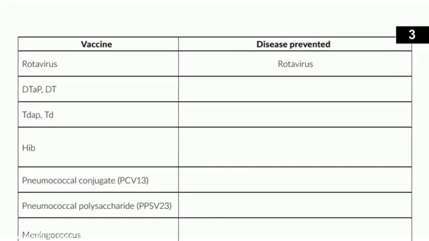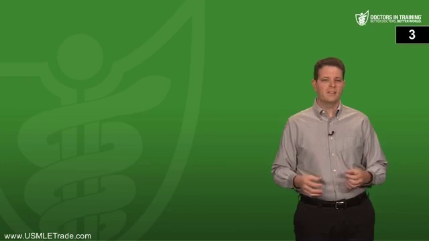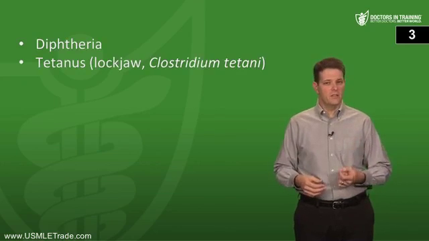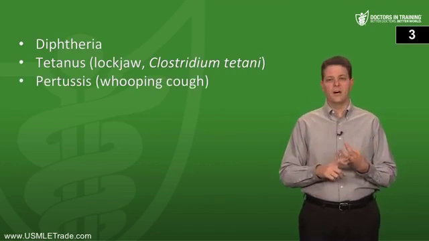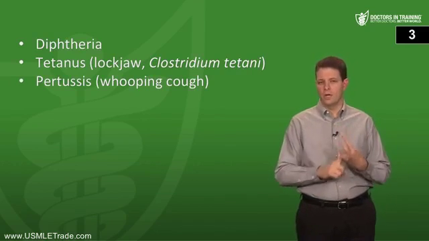The diphtheria, tetanus, and pertussis vaccines are a little more confusing because there are several different combinations that we give to different groups, and the names of all of them are kind of similar. These vaccines prevent diphtheria, tetanus, which is caused by Clostridium tetani, which is also called lockjaw, and then pertussis, which is commonly called whooping cough.